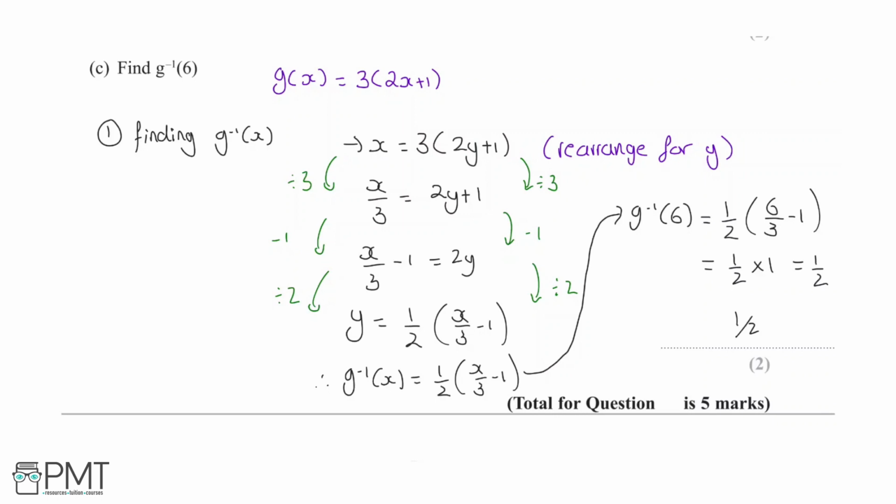So this part is worth 2 marks. The first mark comes from getting an expression for the inverse of g, as we have done here. The second mark comes from a correct final answer of a half.